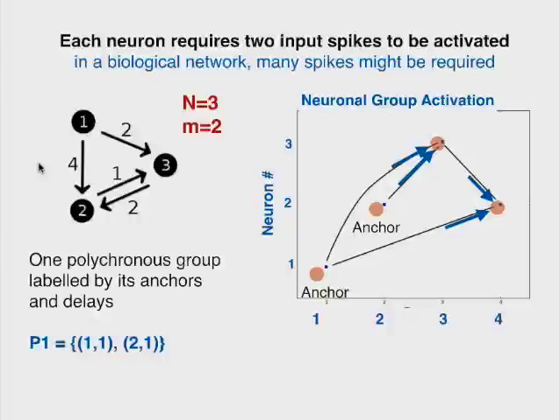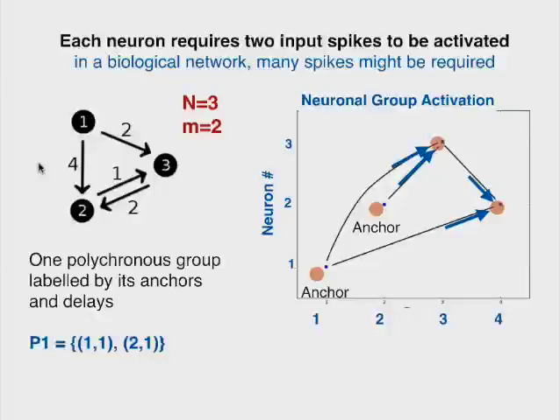So take a simple case. Here's the simple case with 3 neurons. You go from 1 to 2 with a delay of 4, 2 to 3 with a delay of 1. Okay, so you get the idea. You pick 2 neurons, which I'm going to consider to be anchors, and neuron 1 fires at time 1, and neuron 2 fires at time 2. This neuron would actually hit this guy with a delay of 3 minus 2, which is 1. And this guy would also hit this neuron with a delay equal to 2.